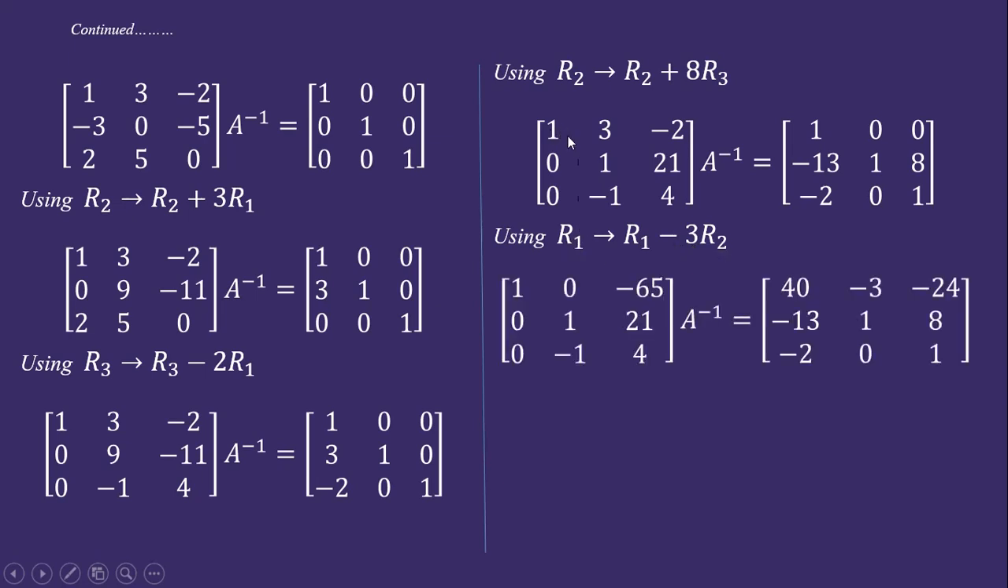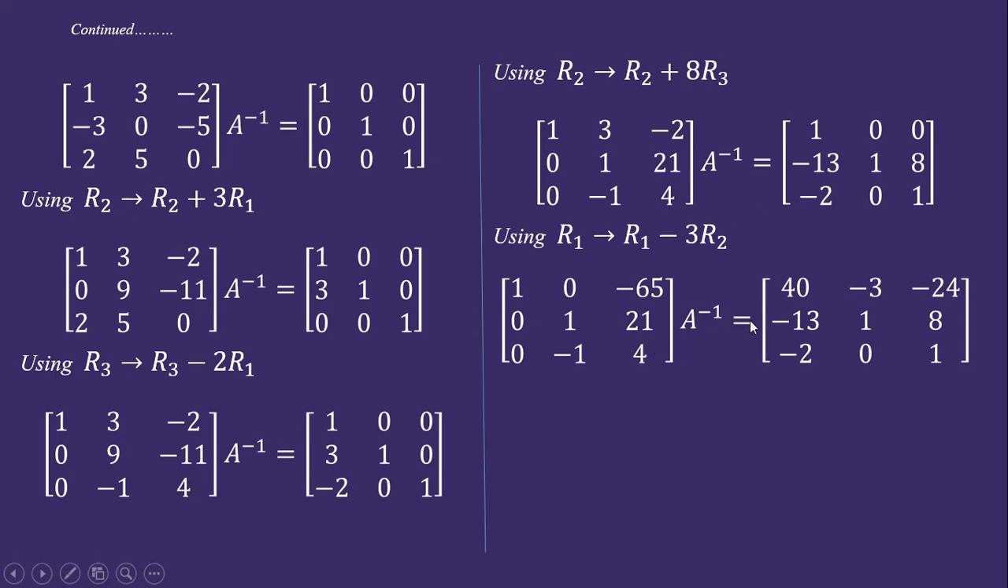So 1 minus 0 into 3, 1 minus 0, 1. Now 3 minus 3 into 1, 0. Now minus 2 minus 3 into 21, minus 2, 21 into minus 3, minus 63. So minus 2 minus 63, we get minus 65. We keep second row, third row as it is.